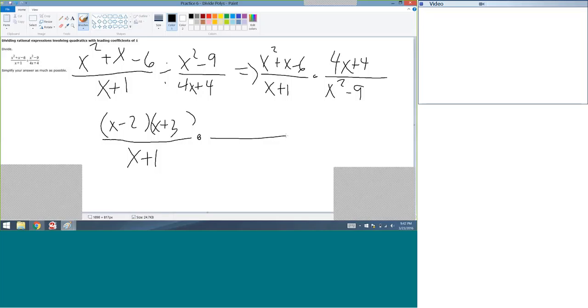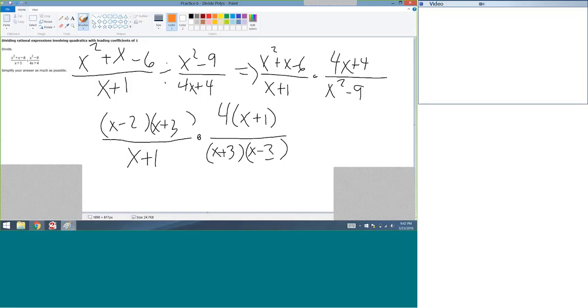Multiply that by taking out the GCF of 4. We get x plus 1. And then that denominator is going to end up being a difference of squares. So we have our two parentheses. X, there's always going to be a plus and minus with the difference of squares. And then the square root of 9 is 3.